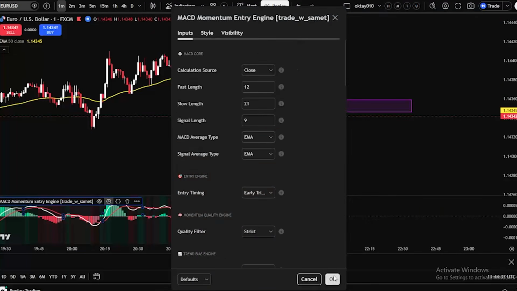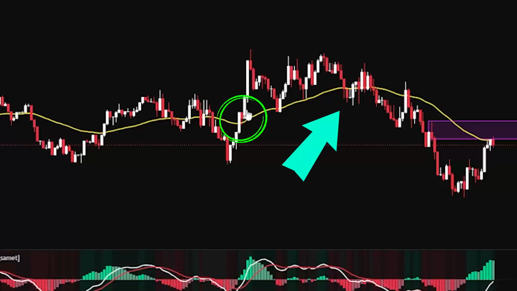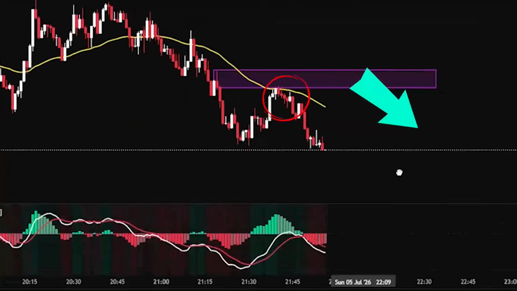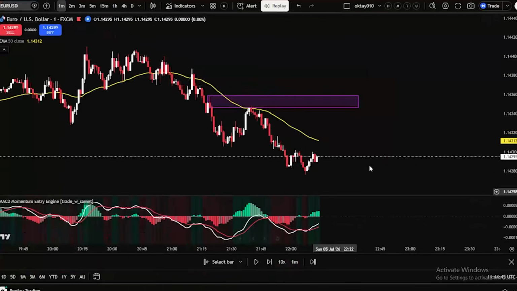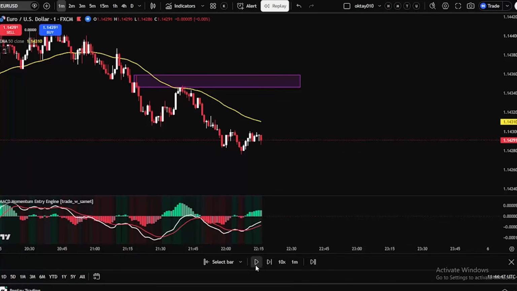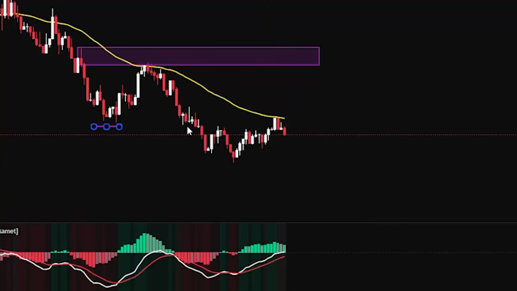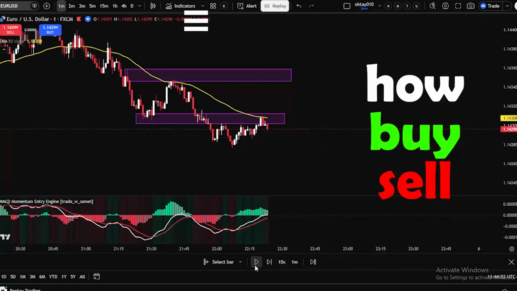To buy, the MACD lines cross upwards, or bullish. To sell, the MACD crosses downwards, or bearish. If the MACD agrees with the price direction, then momentum is confirmed. This confirmation is for precise entries, like minutes. Now, how do we buy and sell?